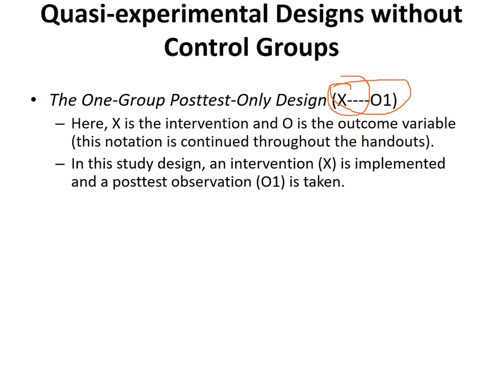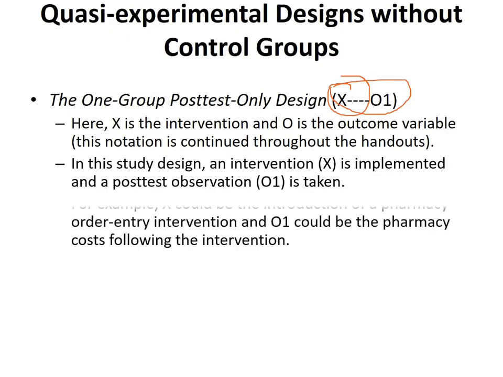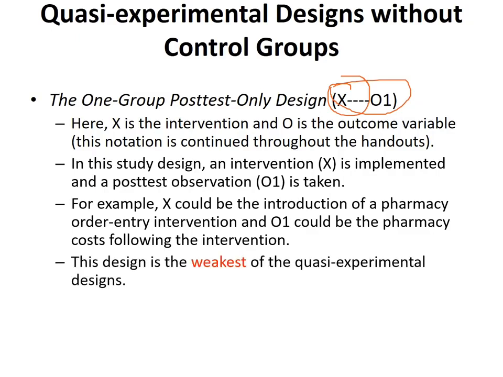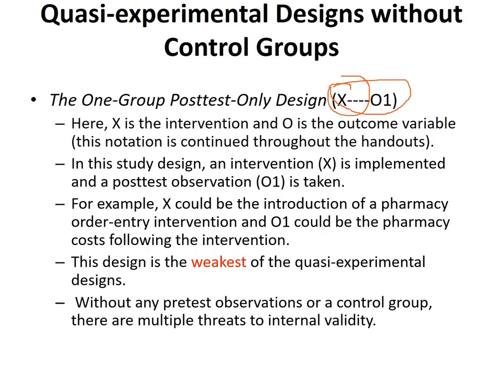In this design, the intervention X is implemented and a post-test observation O1 is taken. For example, X could be introduction of a pharmacy order entry intervention, and O1 could be the pharmacy cost following the intervention. This design is the weakest among all quasi-experimental designs. Without any pretest observations or a control group, there are multiple threats to internal validity, including confounding variables.